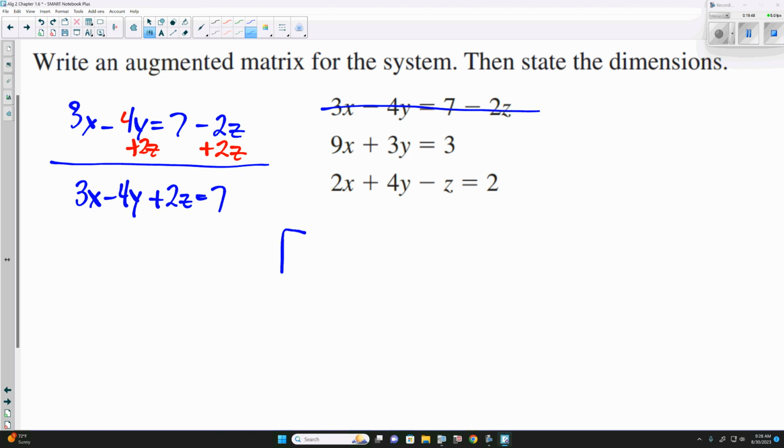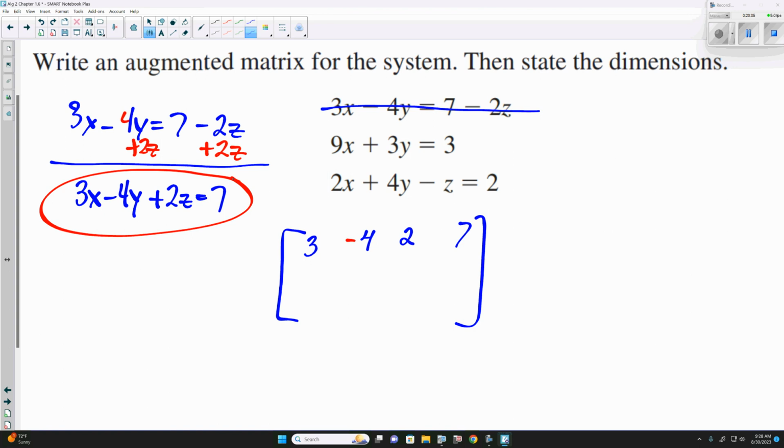So let's create our augmented matrix. Going across the top, because we're working off this one here: 3, negative 4, 2, 7. Let's do the next one: 9, 3, 0, 3. Because the other two did have a z, this one needs a value for z, which is 0 because it's not there. And the last one: 2, 4, negative 1, 2.